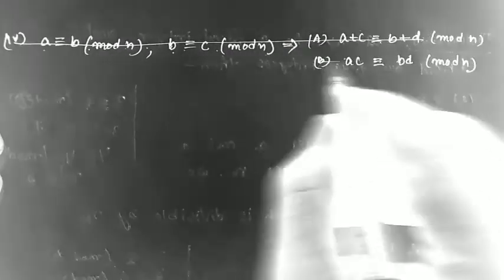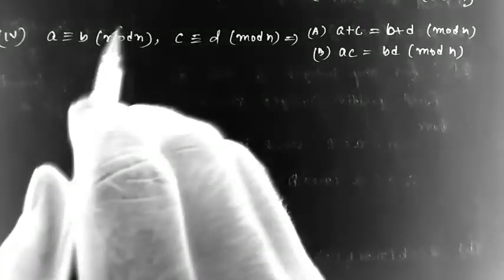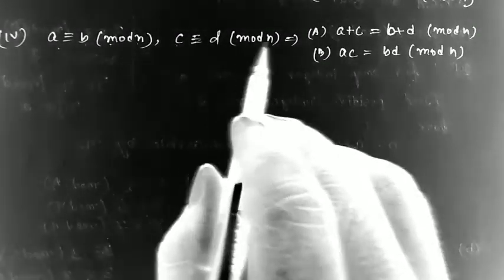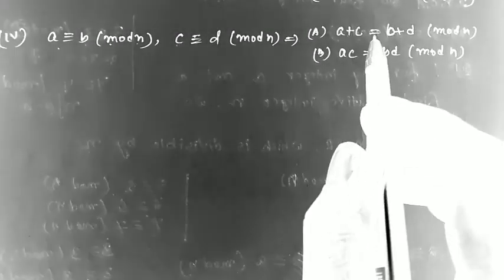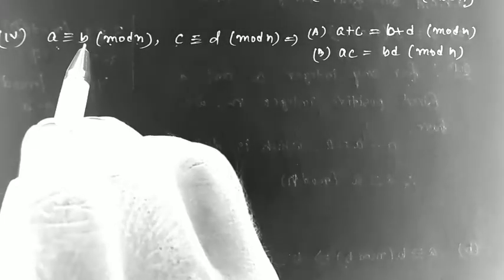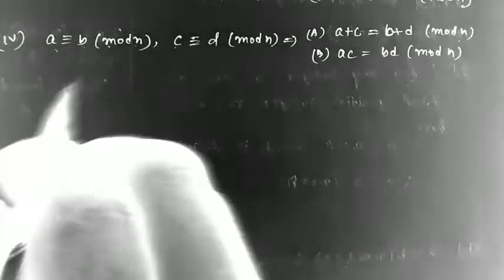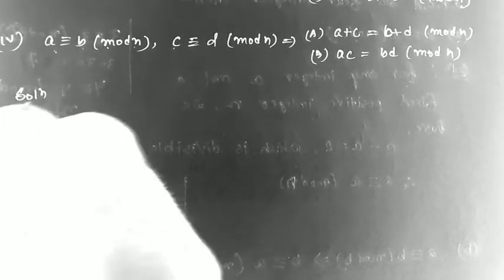We have to write A is congruent to B mod n and C is congruent to D mod n. It implies that A plus C is congruent to B plus D with the same modulus. So how will we prove it?